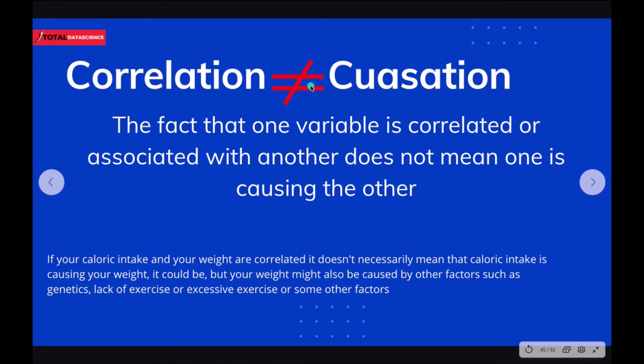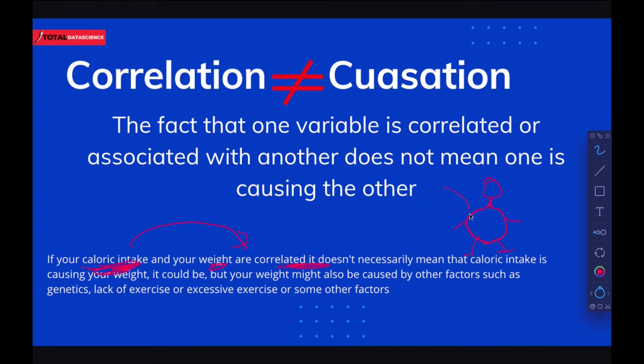The fact that one variable is related to another does not mean that the variable is actually causing the other variable. For instance, take your weight. The fact that your intake of calories is correlated with your weight does not mean that your caloric intake is the one causing your weight. So maybe you have a heavy weight, and the fact that you take in calories does not mean that's the one causing it.